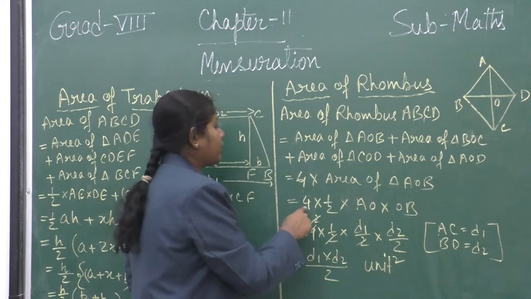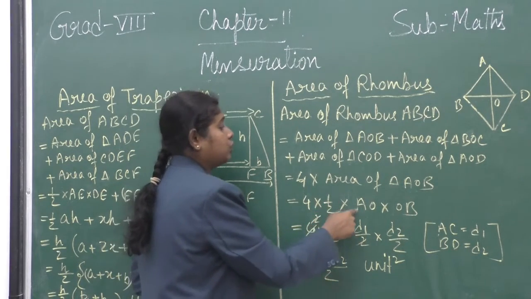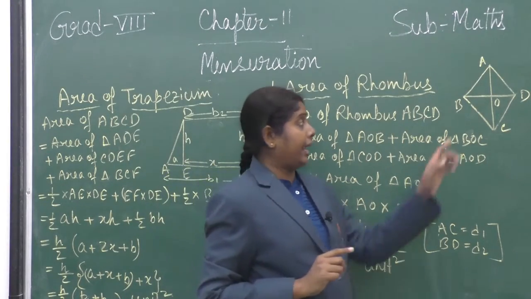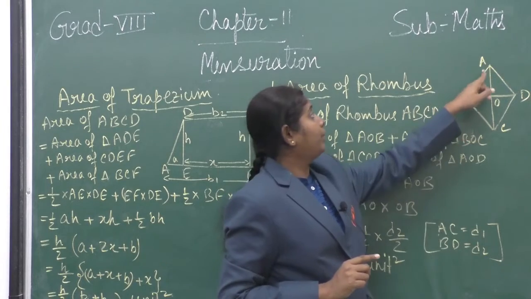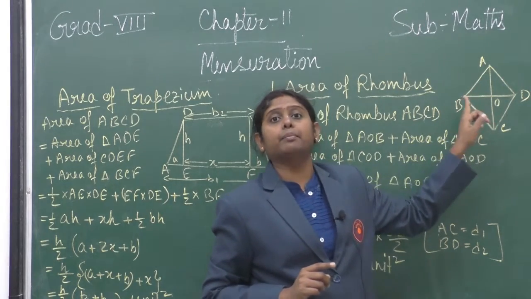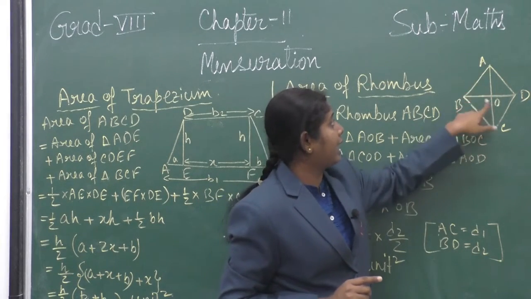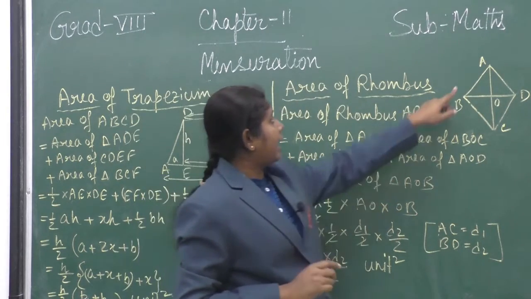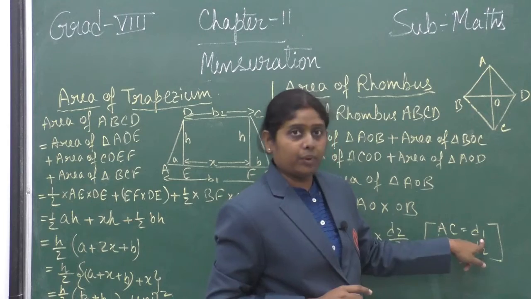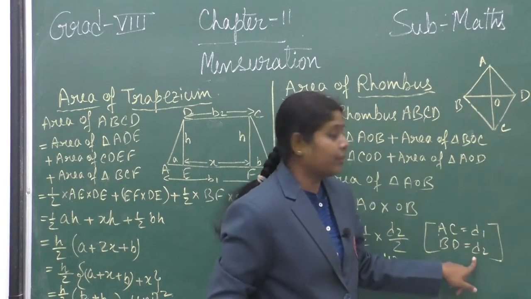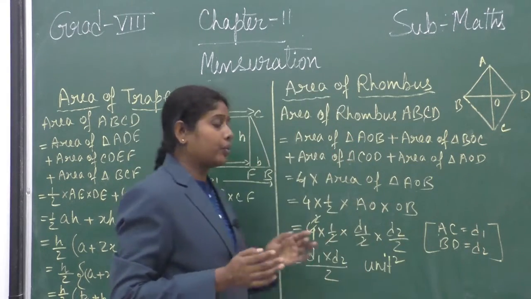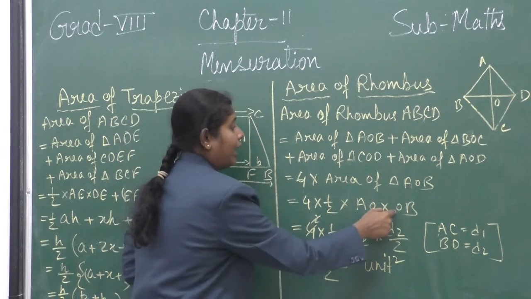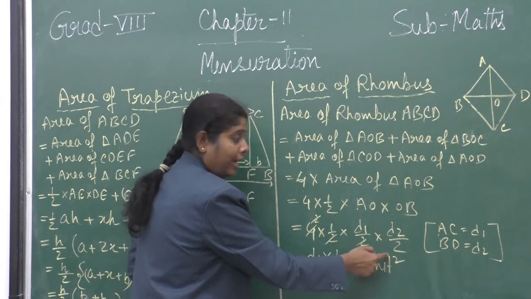So, from there we can write 4 into half into AO into OB, where AO and OB is the height and base of the triangle AOB respectively. Let AC is equal to D1 and BD is equal to D2. Then we can write AO is equal to D1 by 2 and OB is equal to D2 by 2.